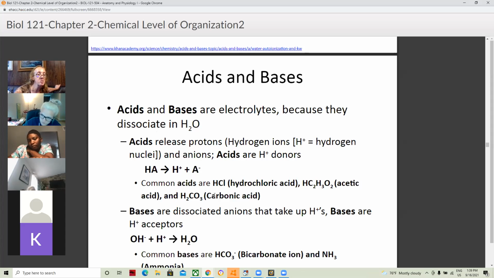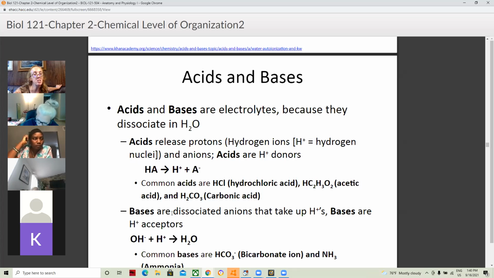Most common acids are hydrochloric acid, acetic acid, and carbonic acid. Hydrochloric acid is one of the strongest acids out there. Acetic acid is what you have in vinegar. Carbonic acid is what you find in the blood, and I'll talk specifically about carbonic acid next time.